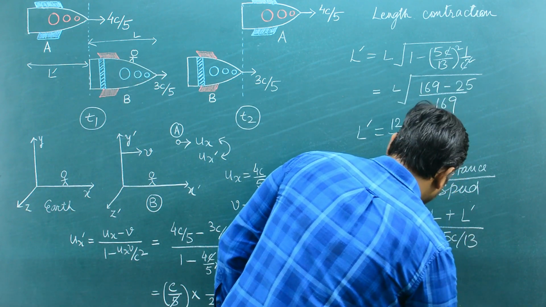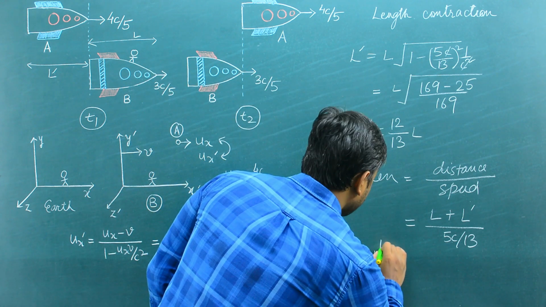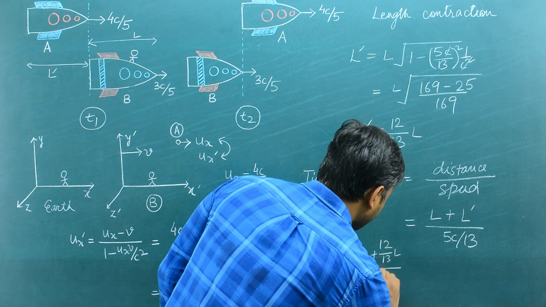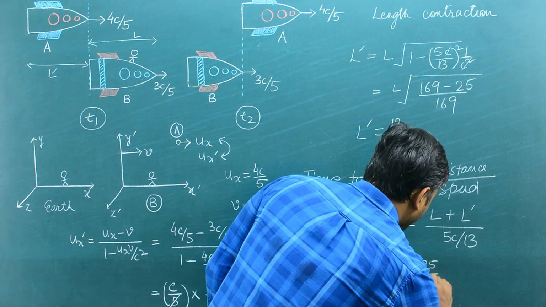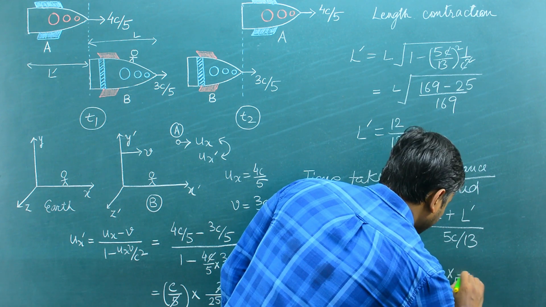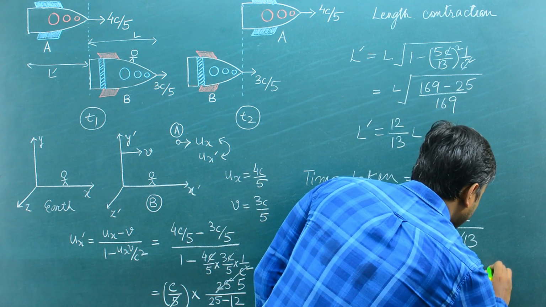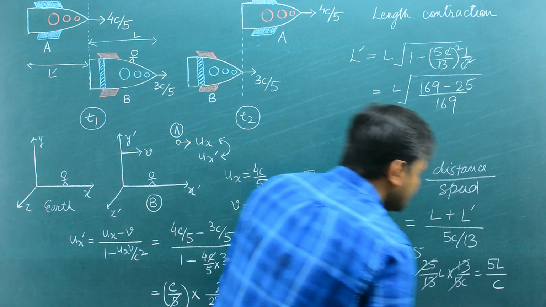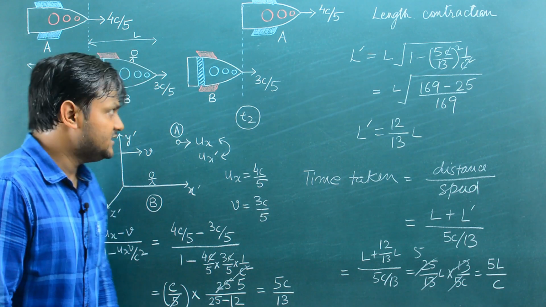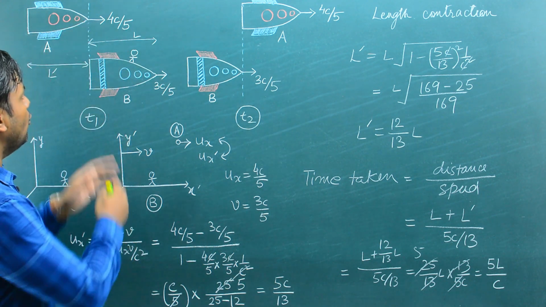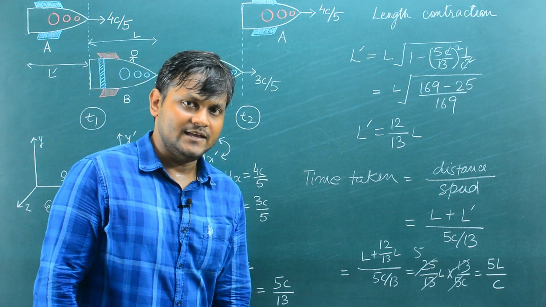So now if I perform the calculations, then my answer should come out to be L plus 12 upon 13 L, upon 5c upon 13. So this is equal to 13 plus 12 is 25 upon 13, L multiplied by 13 upon 5c. The 13 and the 13 get cancelled. 5 into 5 is 25, we have 5 in the numerator and we are left with 5L upon c. So in units of L upon c, 5 units is the time period it takes for the spaceship A to completely overtake the spaceship B with respect to an observer in spaceship B.